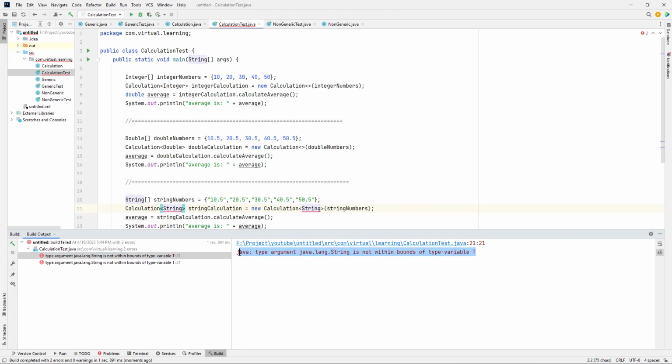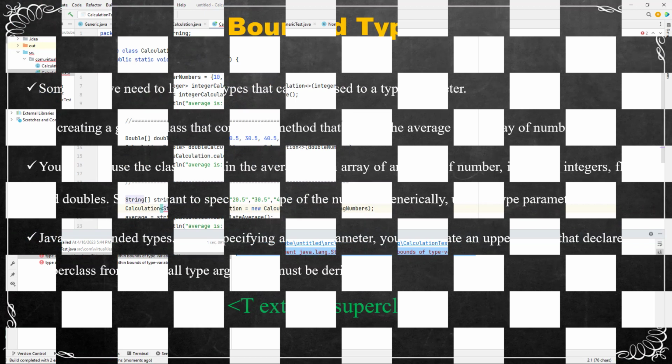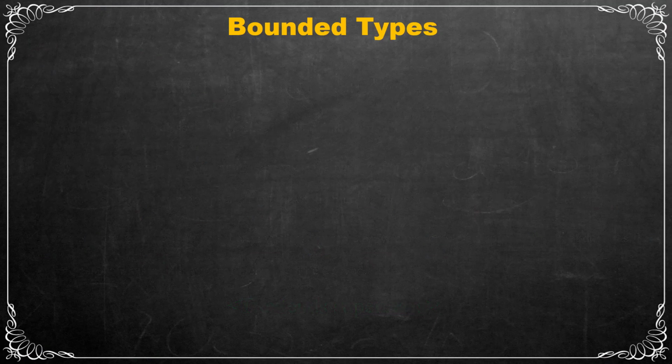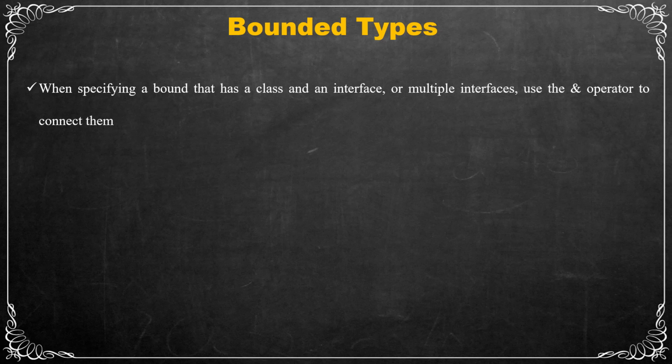In addition to using a class type as a bound, you can also use an interface type. In fact, you can specify multiple interfaces as bounds. Furthermore, a bound can include both a class type and one or more interfaces. In this case, the class type must be specified first. When a bound includes an interface type, only type arguments that implement that interface are legal. When specifying a bound that has a class, an interface, or multiple interfaces, use the ampersand operator to connect them.